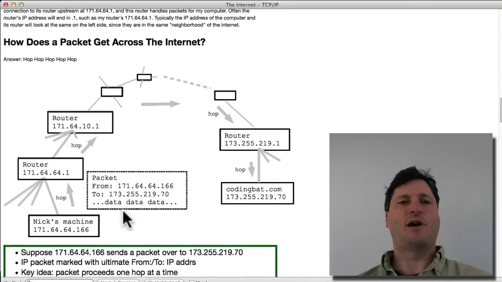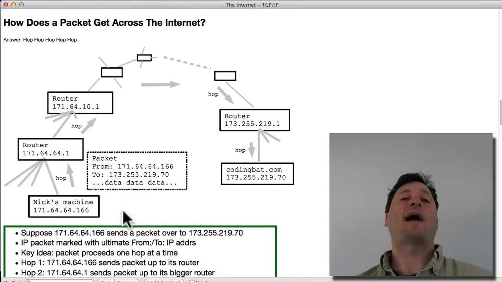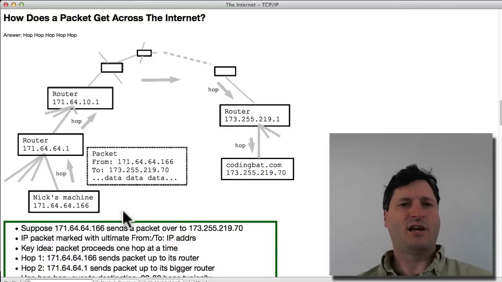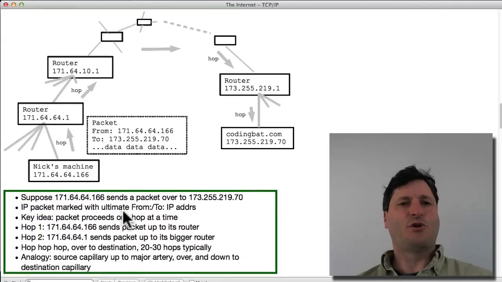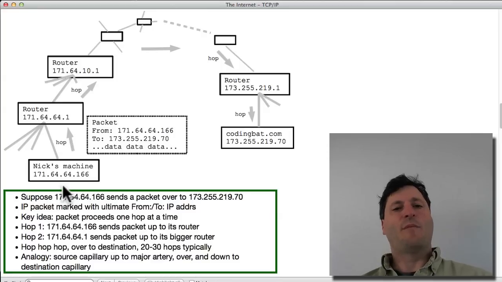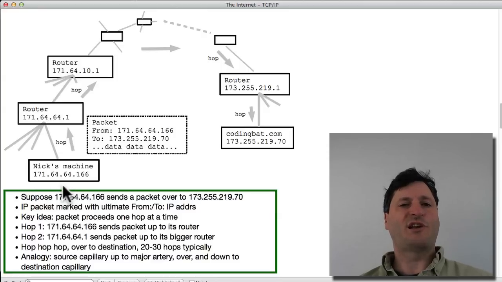So the biggest question is, how does a packet get from one side of the internet to the other? And the answer is basically hop, hop, hop, hop, like little bunnies. So let me show you how this works. Let's say here's my computer, and let's say my computer wants to send a packet across the internet over here to about 30 miles away to codingbat.com.